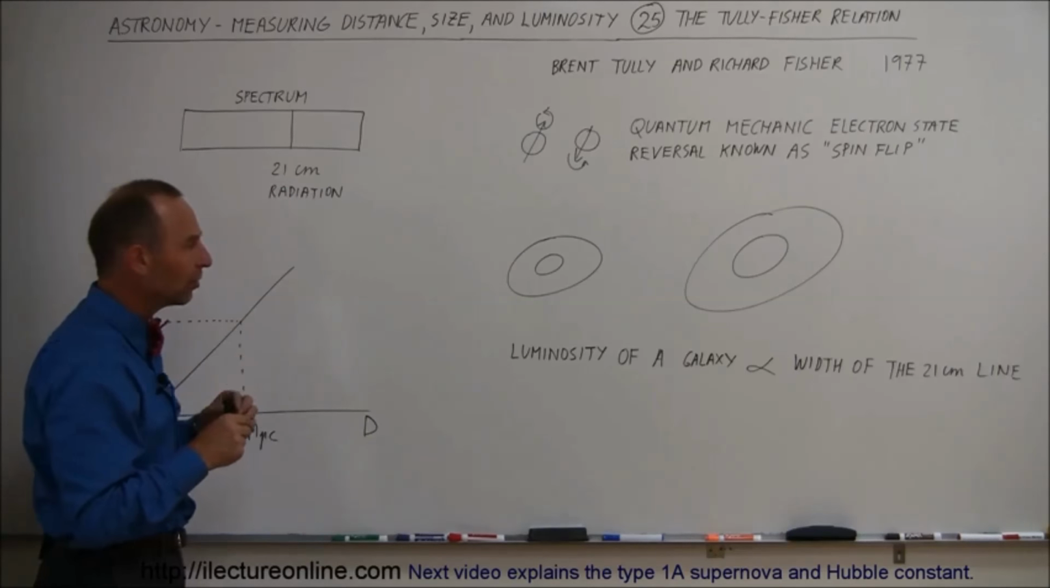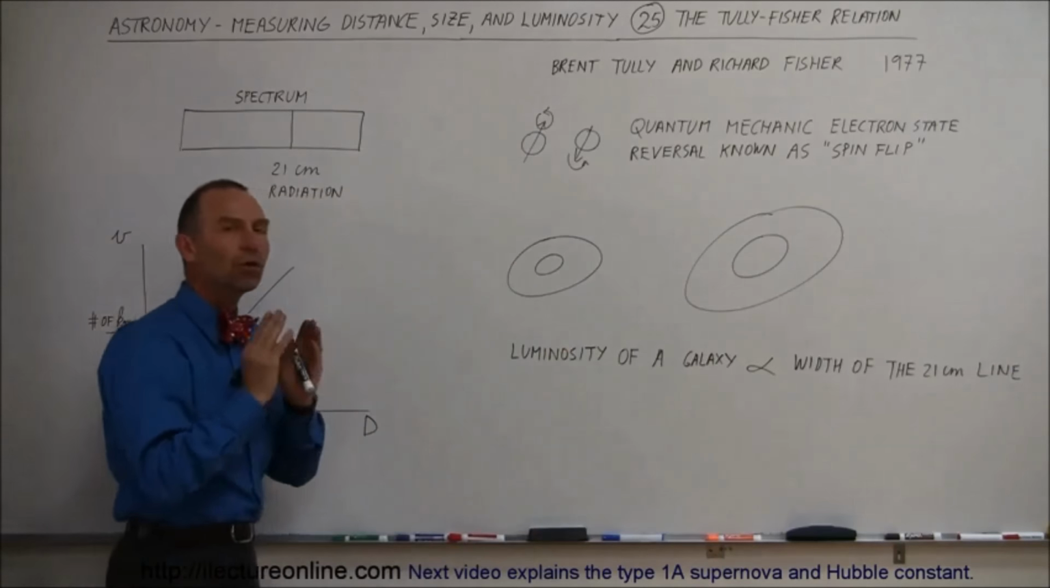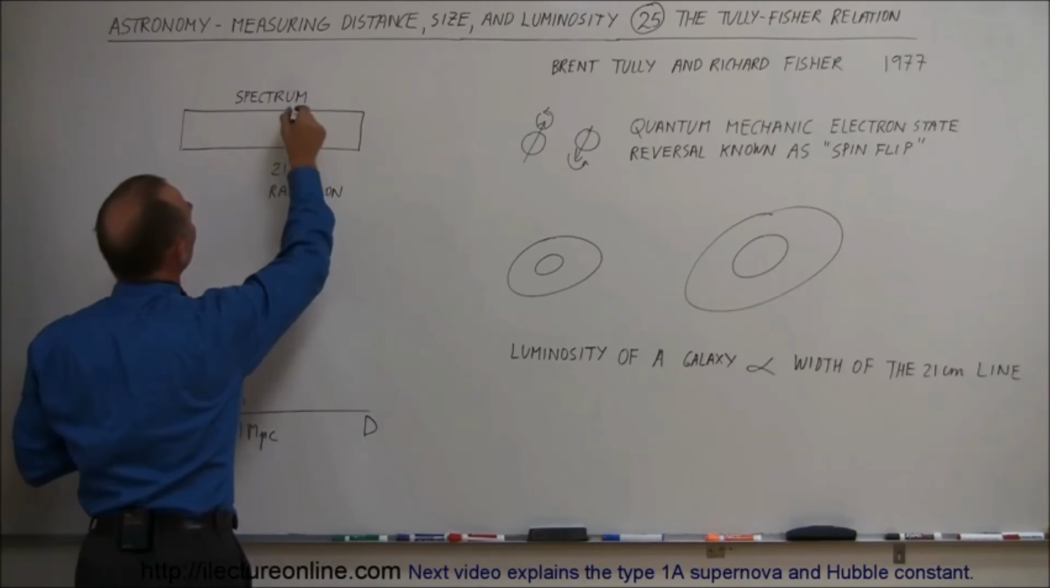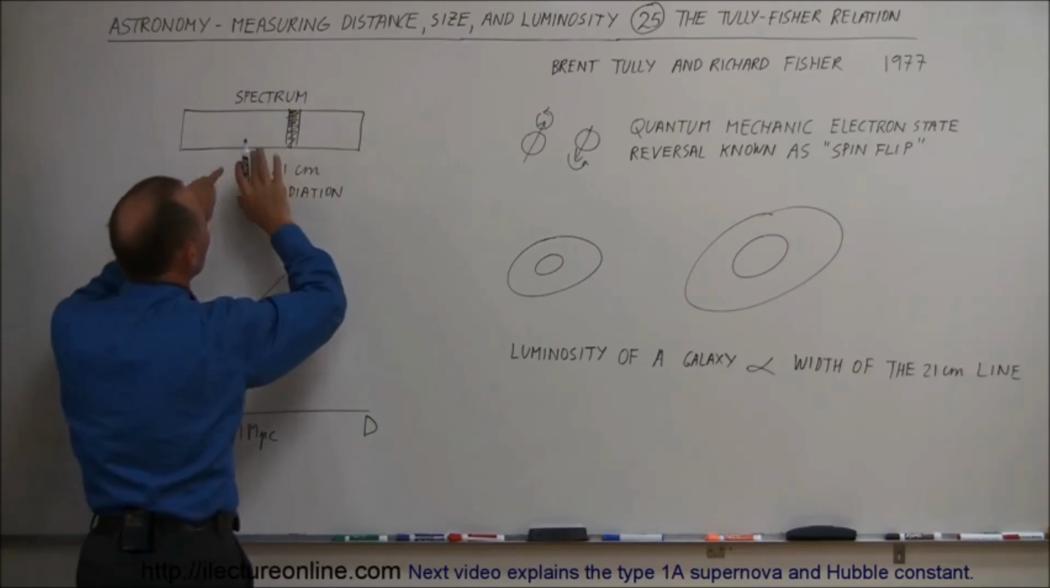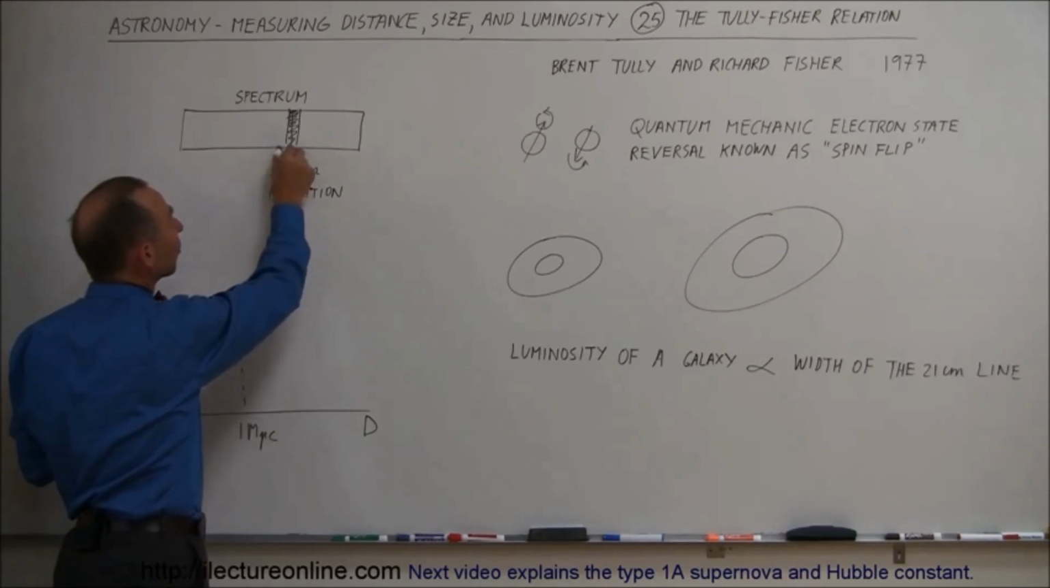And what they found was that the larger the galaxy, the more luminous the galaxy is, the more that line is spread wide. So for large galaxies, we have the line that spreads out very thick, and so we have a very wide spreading of that line. And for smaller galaxies that are less luminous, the line is much narrower.